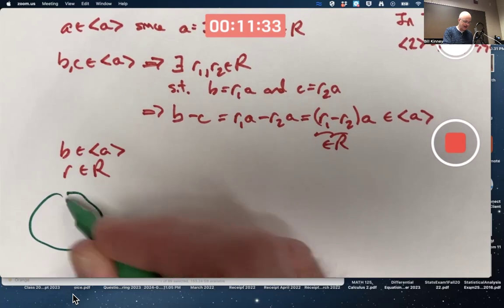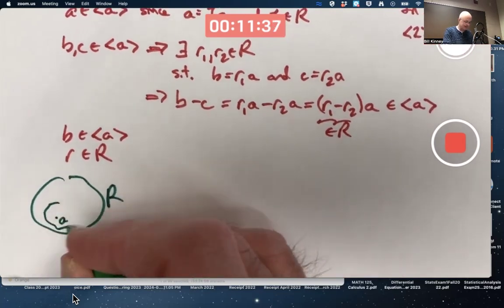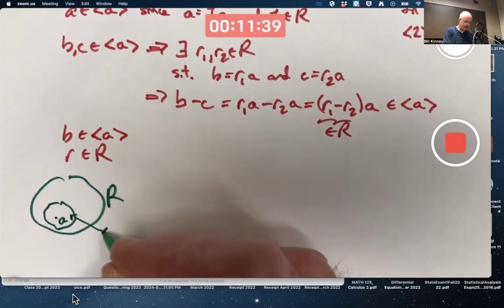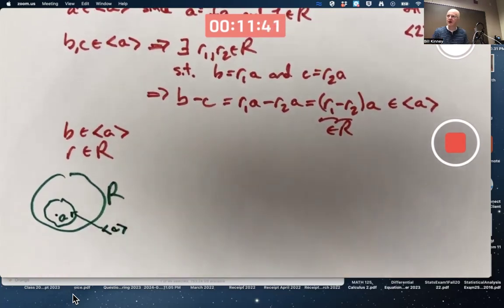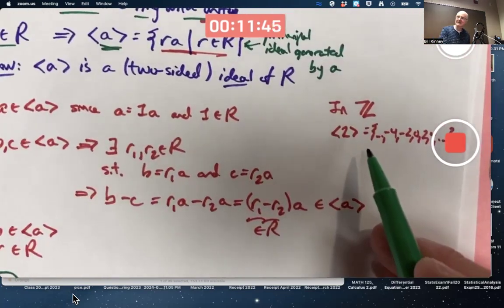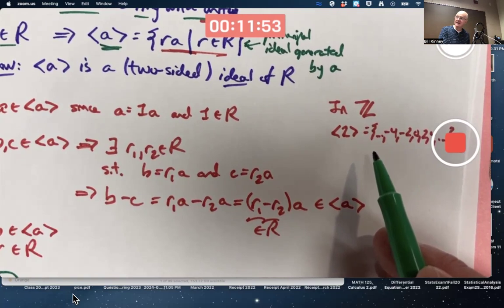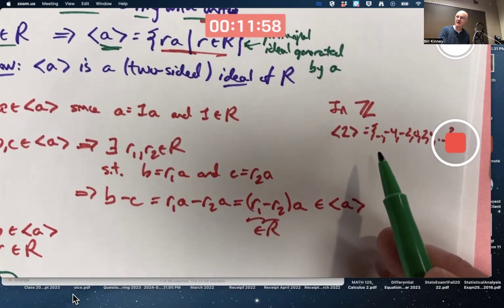And here's the ring. Here's A. Maybe this is the principal ideal generated by A. It doesn't necessarily equal all of R. It doesn't in this case. But this is super closed. In this example, multiply 2 by any integer, whether that integer is even or odd, you get an even integer. The result is still in the principal ideal.